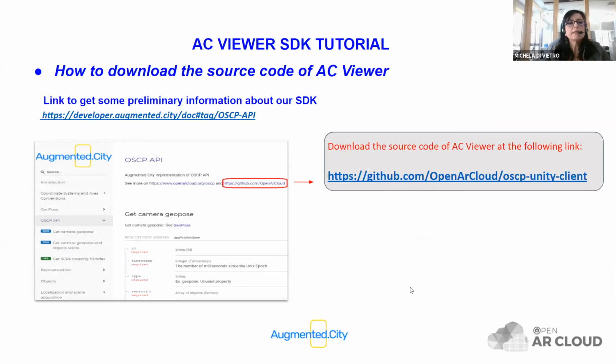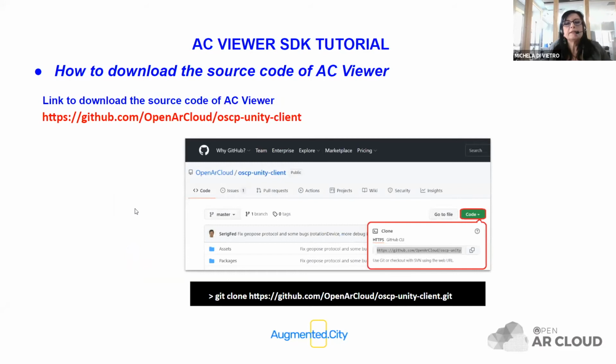Here, you can see our website. Visiting our webpage, you can find several pieces of information regarding our SDK, API, including the link to download the source code of AC Viewer. And this is our repository. Just clicking the code button or using the git clone command, you can download the project on your PC.